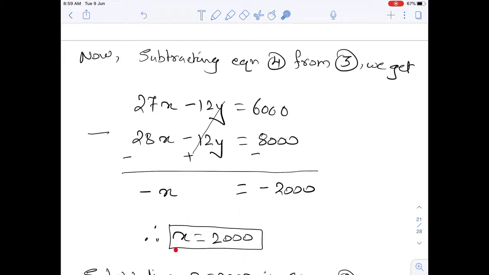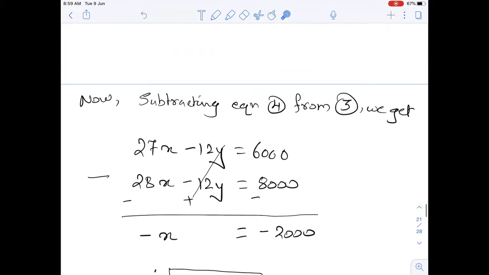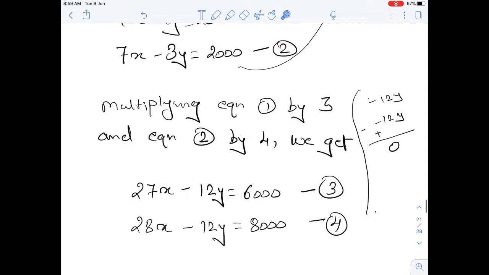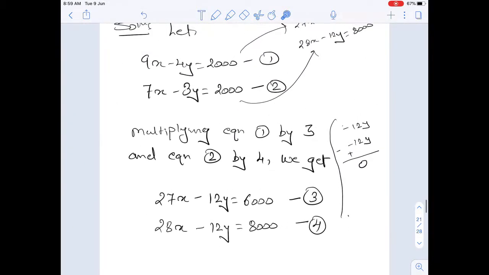Now we will substitute this value of x in any of the simple equations. Right now we have 4 equations, equation number 1, 2, 3, 4. Whichever is easy for calculation, we should use. If we put the value of x in these equations, the calculation will be much bigger because of this 27 and 28. So I am preferring equation number 2.